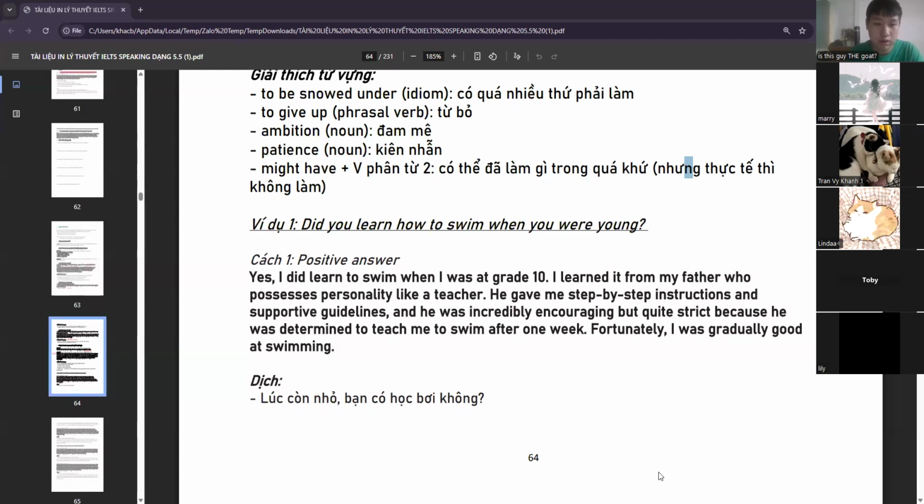Yes, I did learn to swim when I was in grade 5. Since when I was small I had fallen into water, I was very afraid of water. However, my swimming coach taught me step by step. He is very patient but quite strict, and he always supported me to become braver. And thanks to him, now I am very good at swimming.